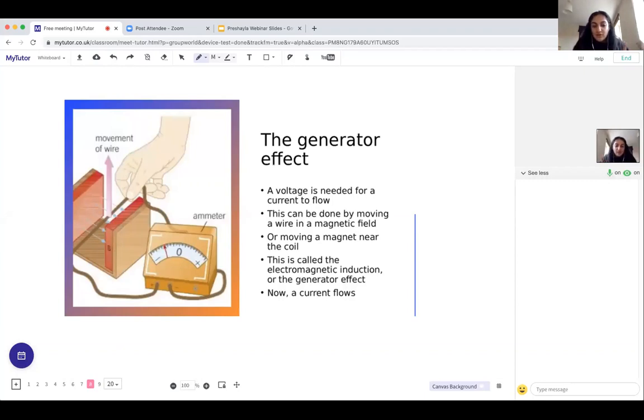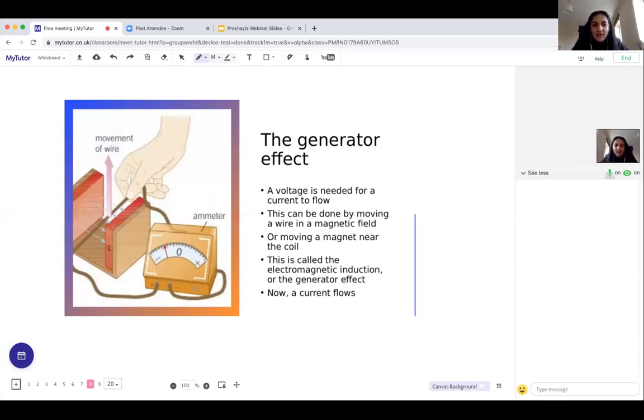However, you can see on the ammeter there's a minus side and a plus side. So our current can change direction. It can go one way around the circuit or the other way around the circuit. Whichever way around it goes determines whether it's a positive current, a negative current, or a zero current.